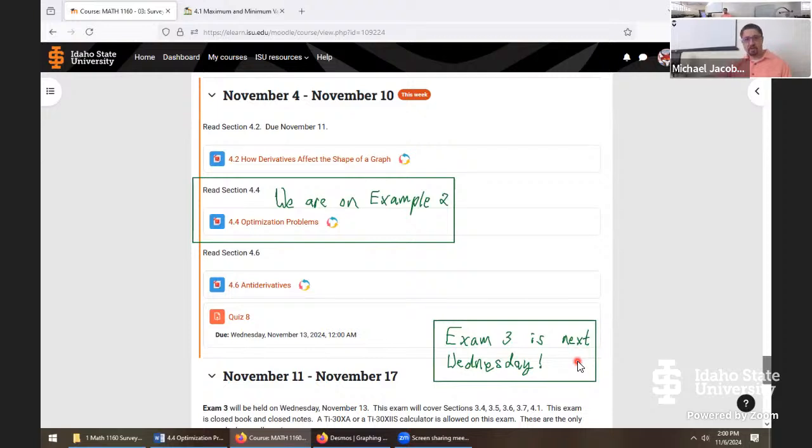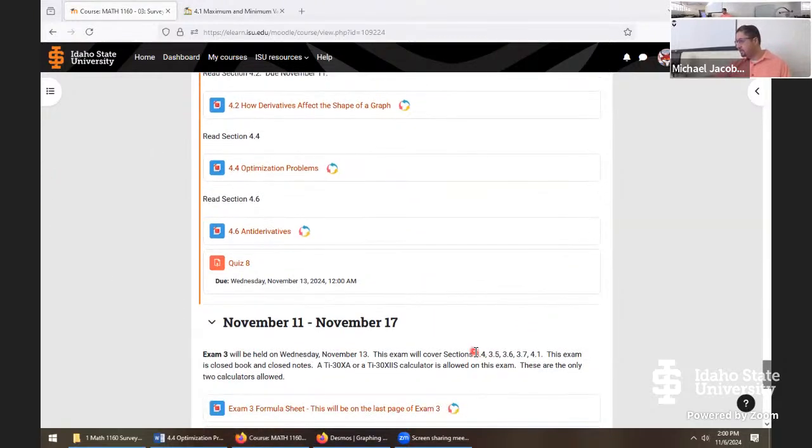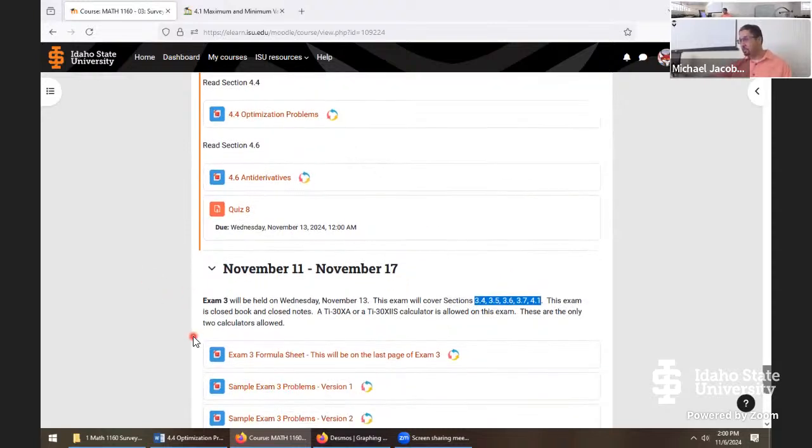Okay, well, as far as coverage of the exam goes, like we discussed, it's only going to run through section 3.4 up to section 4.1. So the work in 4.2 won't make it on the third exam. This stuff will be on the final exam instead.